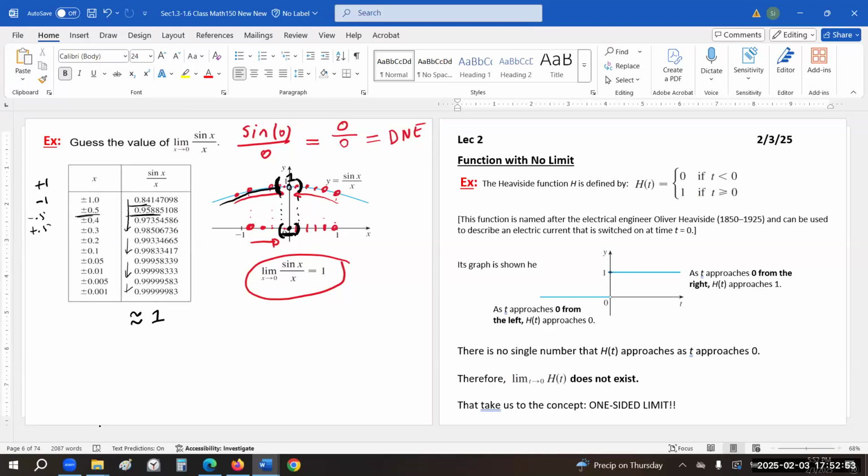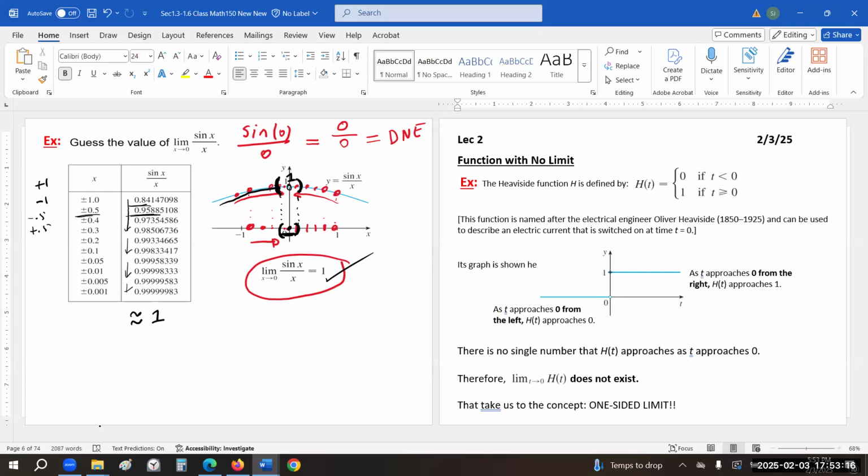So we can see graphically that when x is getting closer to 0 from both directions, our y value is getting closer to 1 from both directions. That's why our limit is 1. Limit means the y value of the function. Now, not always does the limit exist.